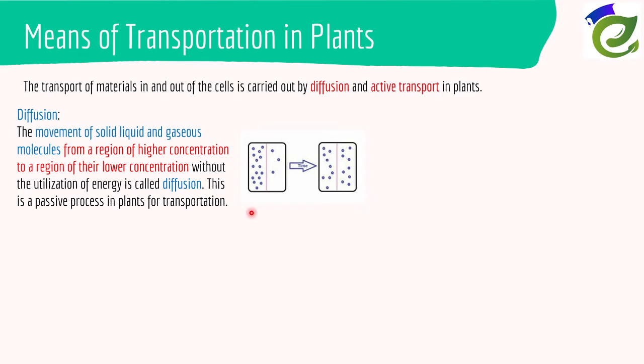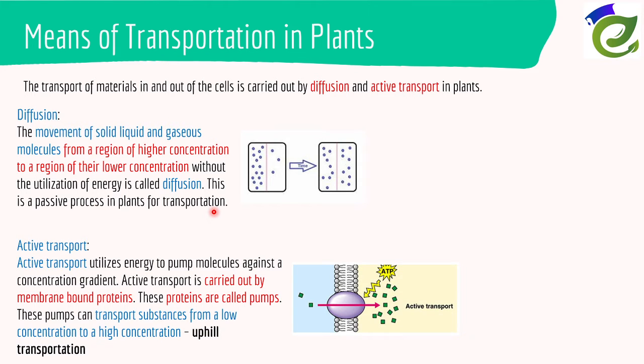In this diagram, you have one highly concentrated area, that is, in one half you have many particles, and in the other half you have fewer particles. As time moves on, both sides will have the same number of particles, that is, from the left-hand side some particles will go to the right-hand side. So you can see an effective transportation of particles from the left to the right, and this is exactly diffusion. Diffusion is the movement of a solid, gas or liquid from a higher concentration to a lower concentration, and it's a passive process in plants.